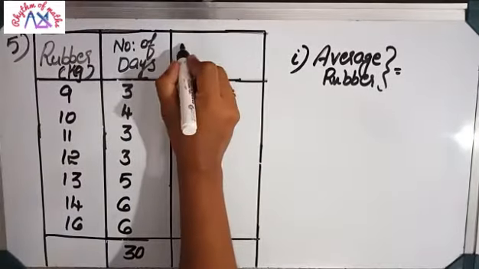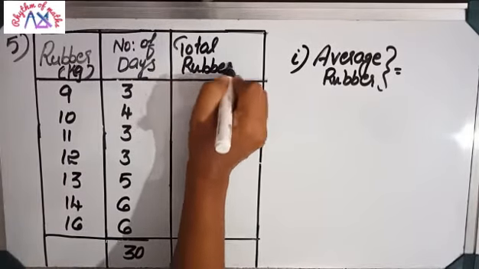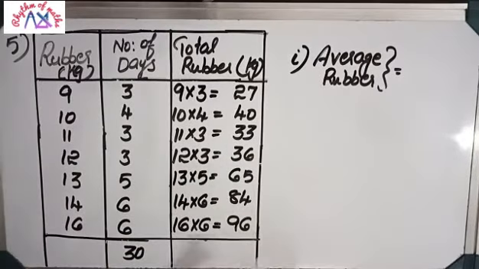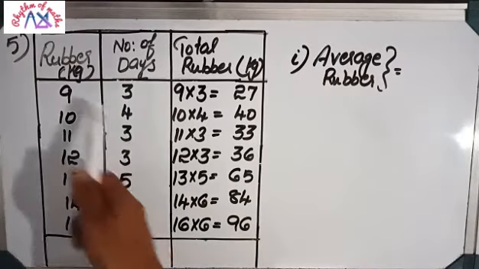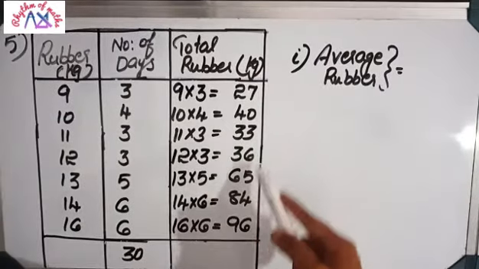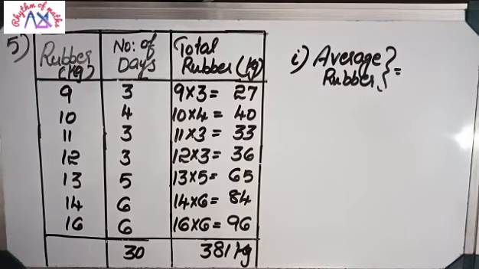Now to find the total rubber, next to the column, total rubber. This also we have to find in kg. What is the method? Just multiply these. So these are the answers I got here. I'm not showing the calculation because it is just a multiplication that you can do. Just 9 into 3, 10 into 4. Corresponding columns and rows we can multiply. Now when you add all these, we will get the answer as 381. 381 kg is the total rubber collected in this particular month.